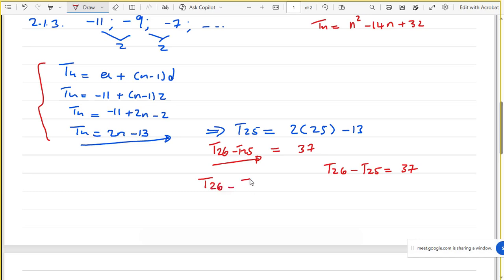T26 minus T25, this gives us T25 of our first difference. So you just have to find T number 25 on your first difference, and to do that, we can use the general term to find T25. Do you guys understand why I use this method? Yes, sir. Are you all happy with that method? Yes, sir.